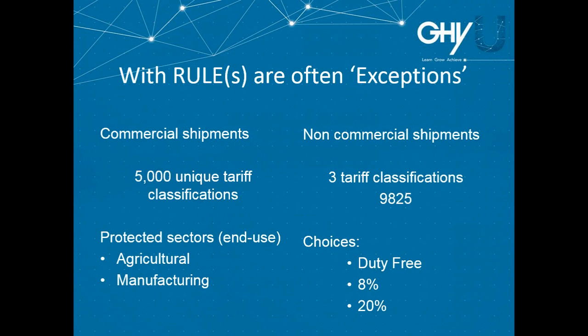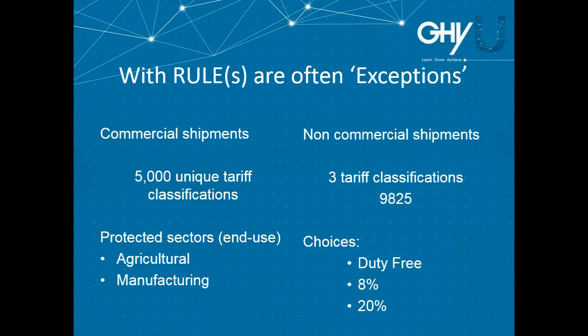Now, it's important to know when classifying goods that there are two types of shipments into Canada: commercial shipments and non-commercial shipments. Commercial shipments have over 5,000 unique tariff classifications. The end use is super important as there are protected sectors, for example, agricultural goods and goods relating to the manufacturing of products. For non-commercial goods, you have a whole 3 tariff classifications under 9825. So it's almost like they're put into a bucket.